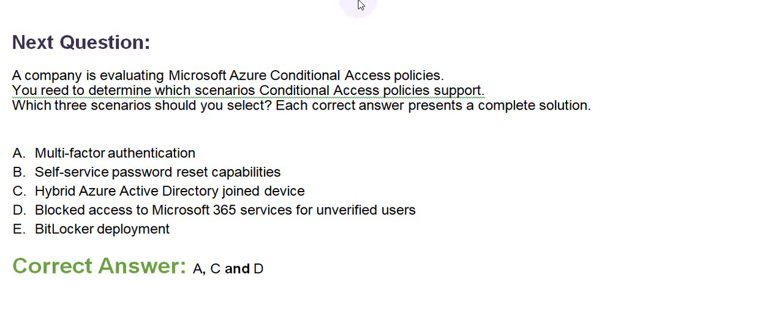Option A, multi-factor authentication. Option B, self-service password reset capabilities. Option C, hybrid Azure Active Directory joined device. Option D, blocked access to Microsoft 365 services for unverified users. And option E, BitLocker deployment. The correct answers are option A, C and D.